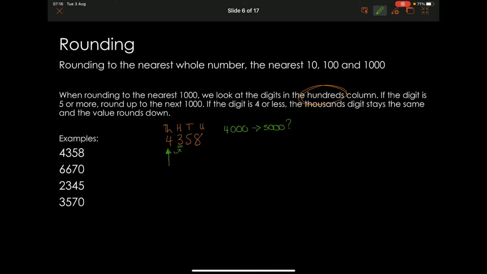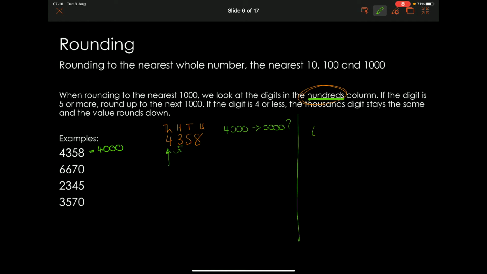If the digit to the right of the column that you're trying to round, so in this case the hundreds column, is 5 or more, we round up. But it's not. It's 4 or below, it's a 3. So we leave it as it is. We leave that 4 as 4,000.